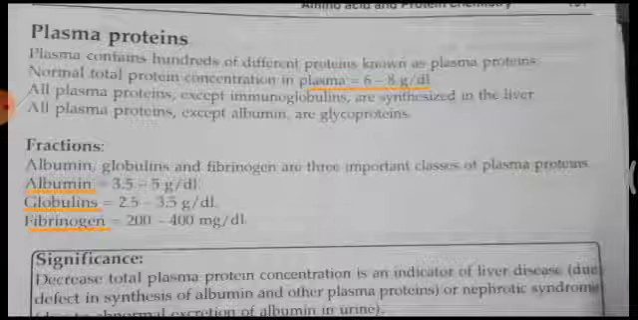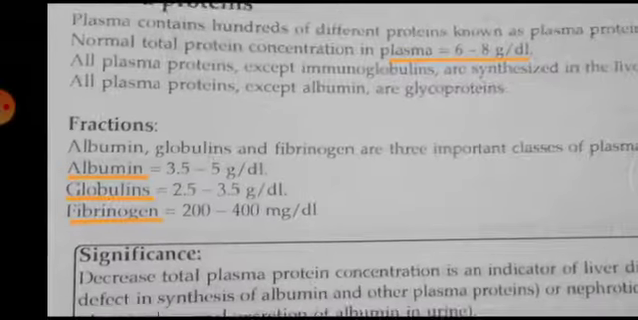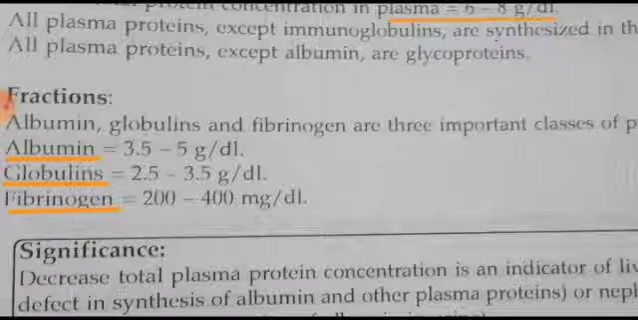There is a big list of plasma proteins. Among them, the very important plasma proteins are listed below. You can see albumin, globulin, and fibrinogen are three important classes of plasma proteins. Albumin constitutes 3.5 to 5 grams per deciliter of blood, globulin 2.5 to 3.5 grams per deciliter, and fibrinogen 200 to 400 milligrams per deciliter. This is the quantity of plasma proteins.